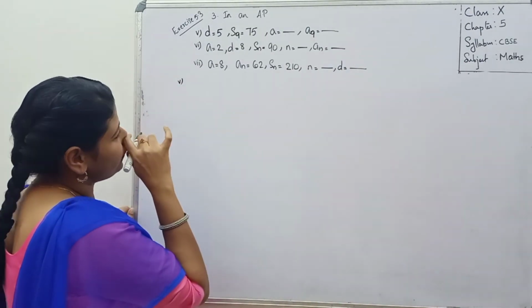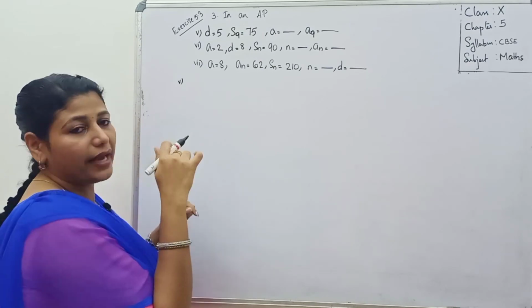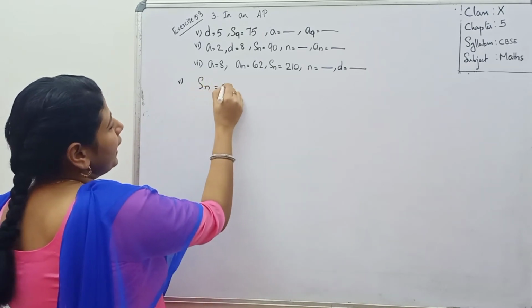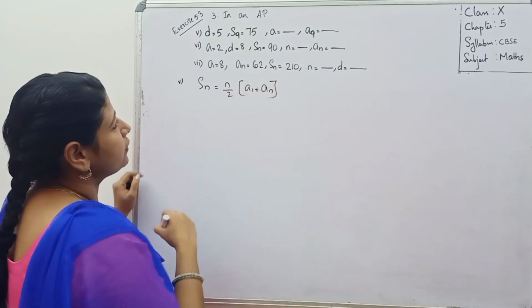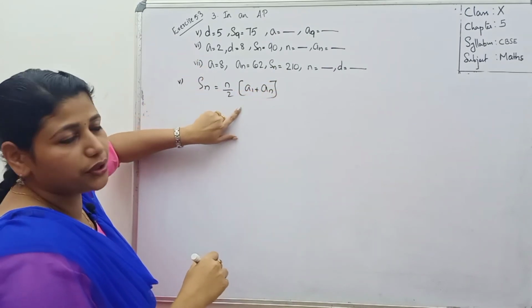Fifth question, we have to find out the first term and the ninth term. As you know, Sn equal to n by 2 into a1 plus an is there. This is an equation to find out the sum. But in this case, we cannot use this one.